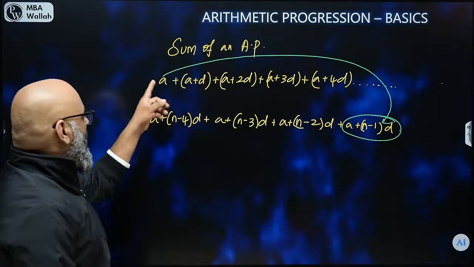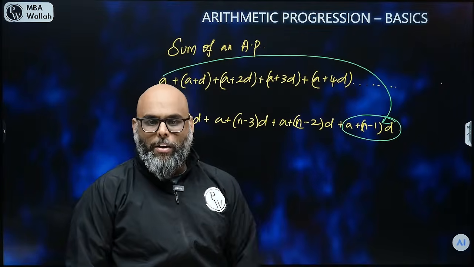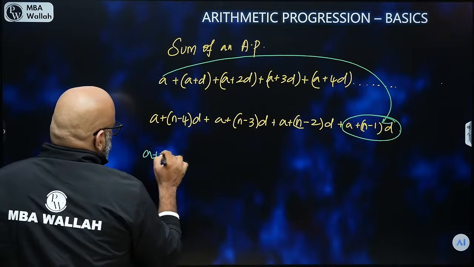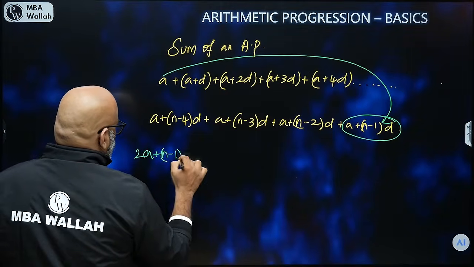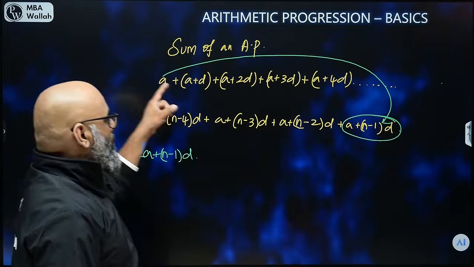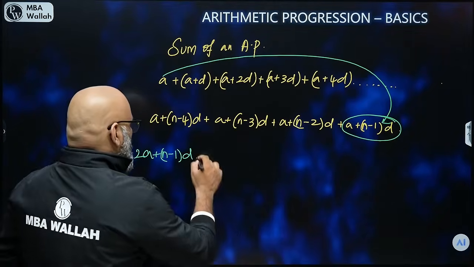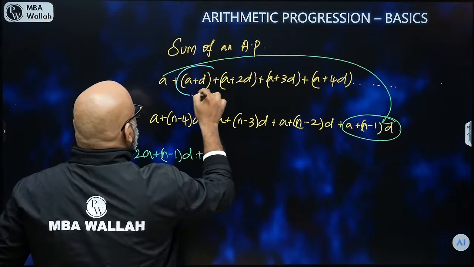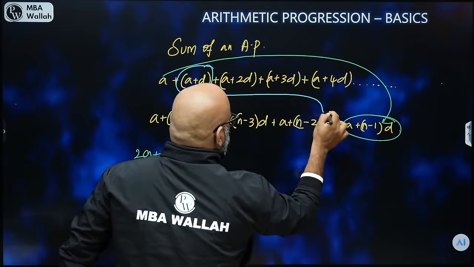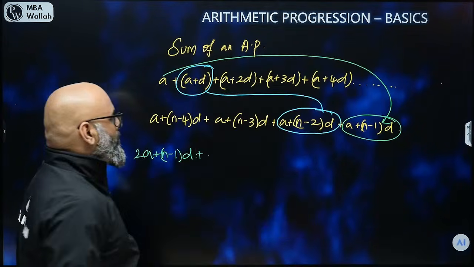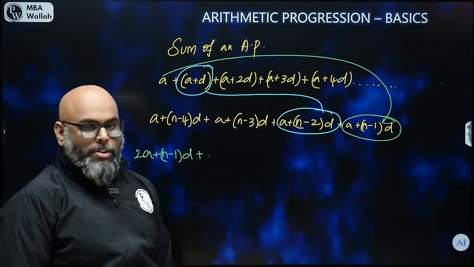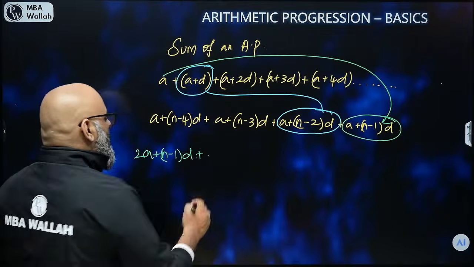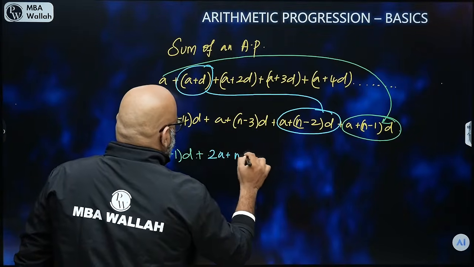What will I get? A plus (n minus 1) into D. If you add both of them, you will get 2A plus (n minus 1) into D. Correct? Plus, take this A plus D plus A plus (n minus 2) into D. If you add both of these, you will have nD minus 2D plus D. You will again get 2A plus (n minus 1) into D.